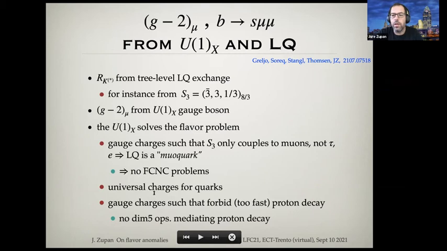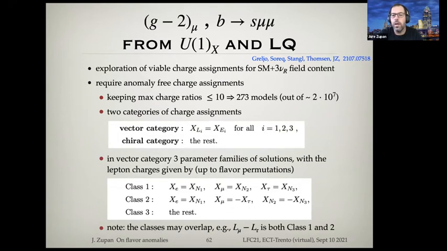I'll show is the universal charges for quarks. If you make them non-universal, you have to be much more careful. And at the same time, the gauge charges can also forbid fast proton decay, so no dimension 5 couplings. So there are many models in principle that you can think of.